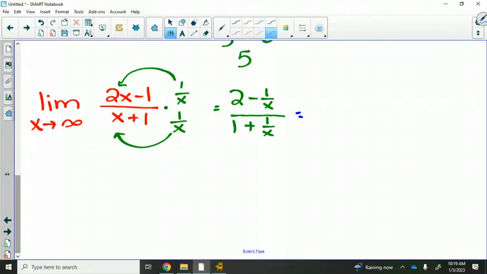So then the limit of 2 is 2. The limit of 1 over x, so that's our theorem, that's 0. The limit of 1 is 1. The limit of 1 over x is 0. So then that gives me a 2. The limit is 2. The horizontal asymptote is 2.